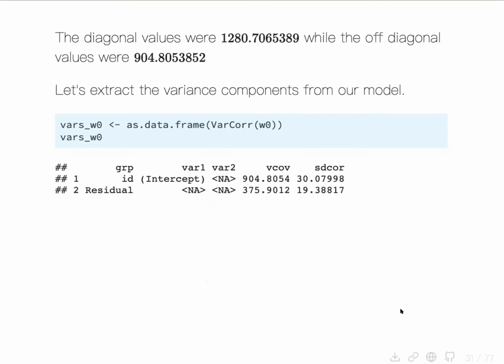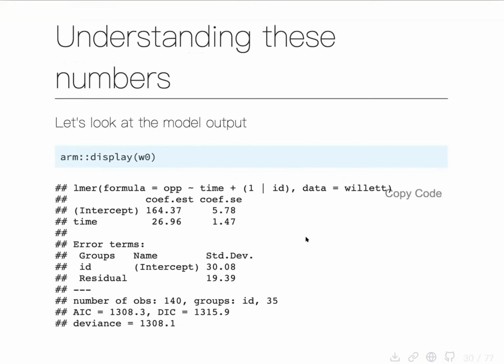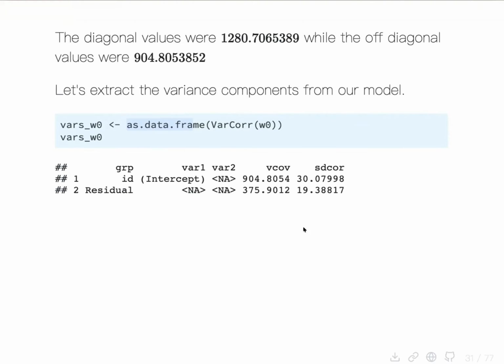We can use this function called VarCorr to pull out the variance covariance numbers from a model. If you wrap that in as.data.frame, you'll get a fairly nice looking data frame that has both the variance covariance number and also the standard deviation. This is nice because back here these are reported in standard deviation units, which we could square to get variances, but this puts it in a data frame. So we have the group ID: for the intercept, variance is 904, and for the residual, the variance is 375.